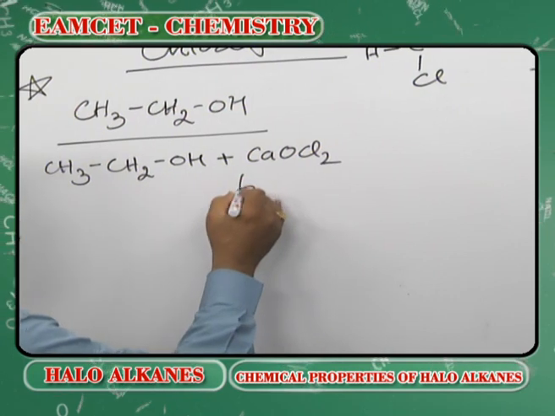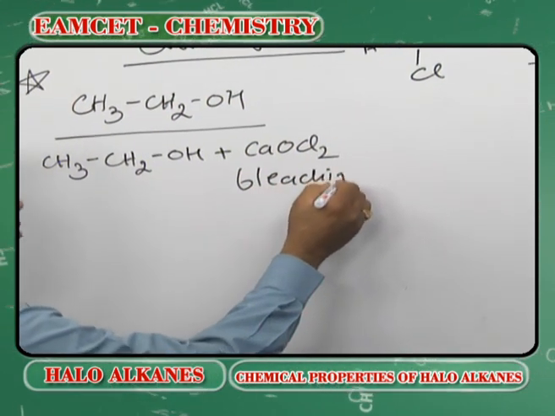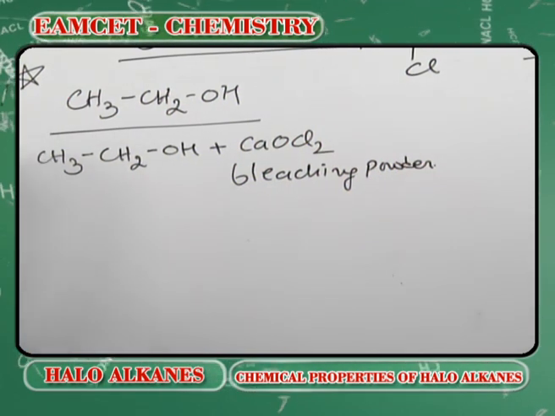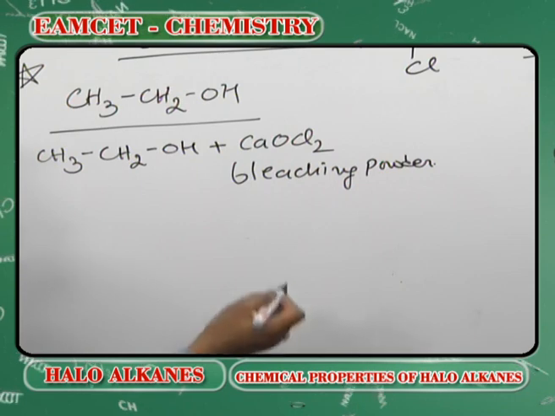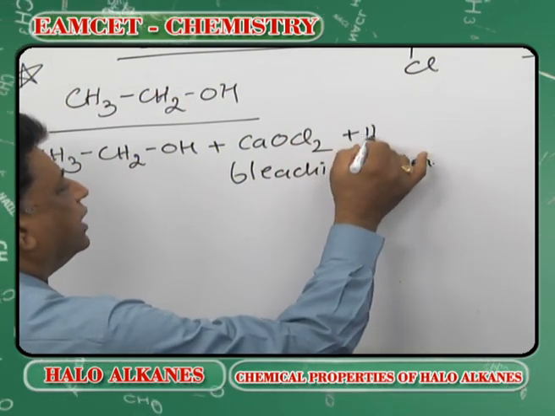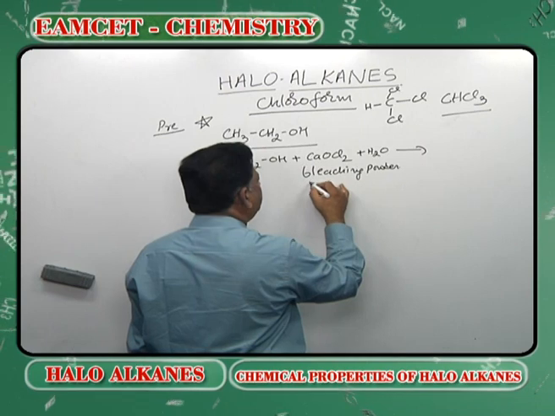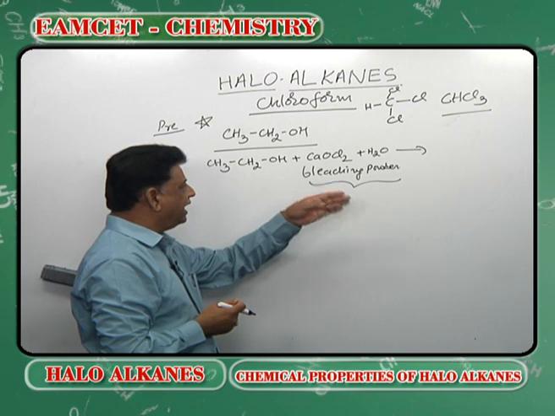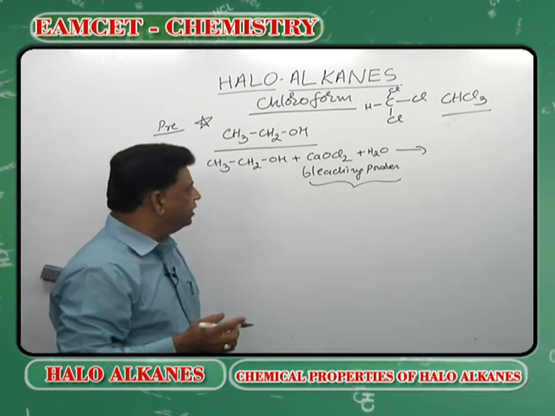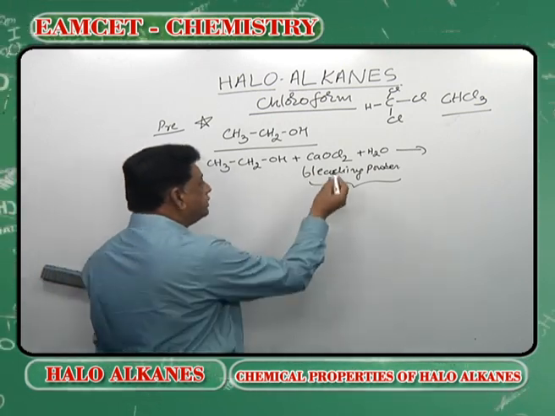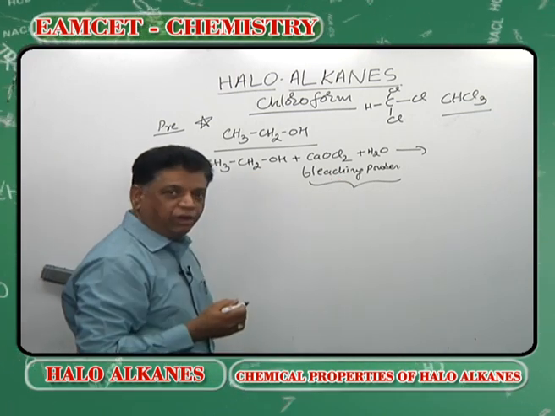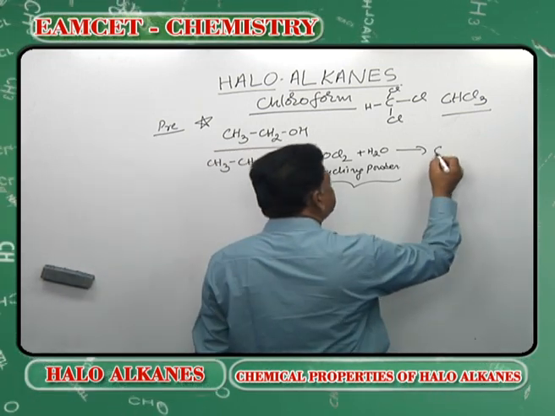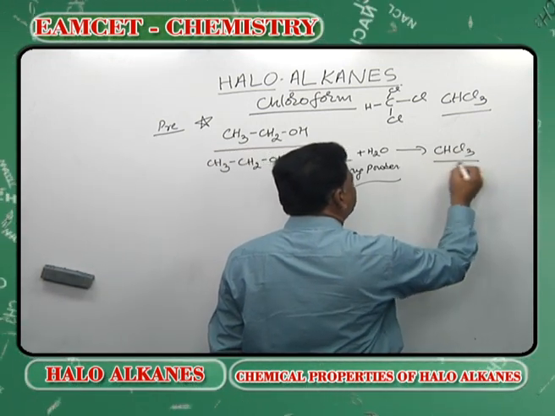This is nothing but bleaching powder. Bleaching powder is used in cleaning water and washing clothes and so on. In the presence of water, when calcium oxychloride and water react, calcium hydroxide is produced and chlorine gas is produced. Actually, that oxidizes the ethanol and subsequently halogenates and cuts, and finally what comes is CHCl3. This is the compound formed.